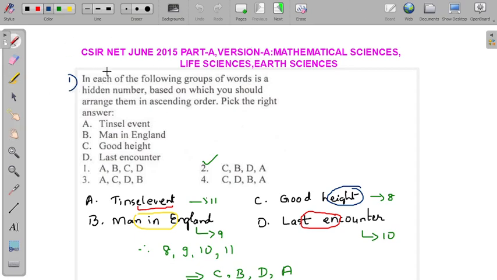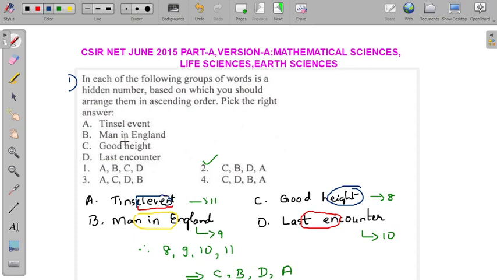The first question says that in each of the following groups of words is a hidden number based on which you should arrange them in ascending order. Pick the right answer. There are hidden numbers in these sentences, and we have to arrange them. First, find the hidden numbers, then arrange them in ascending order. So in this one, when you combine these, we get 11. The number 11 is hidden in this.